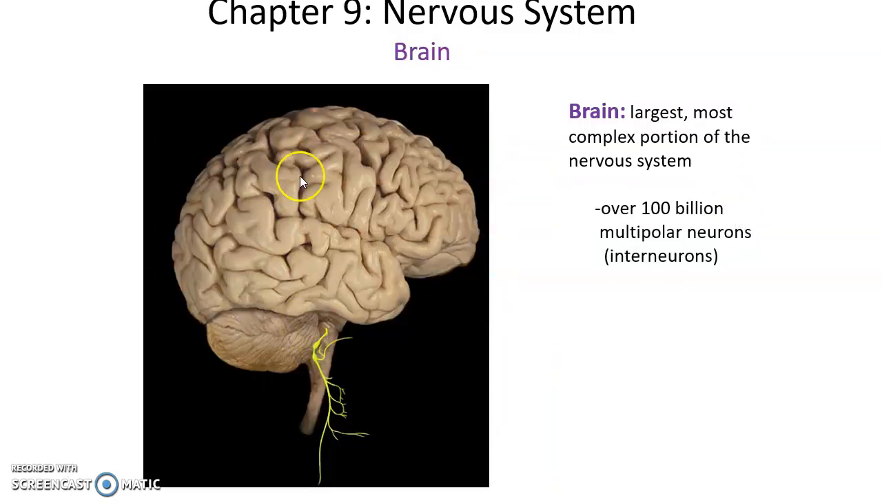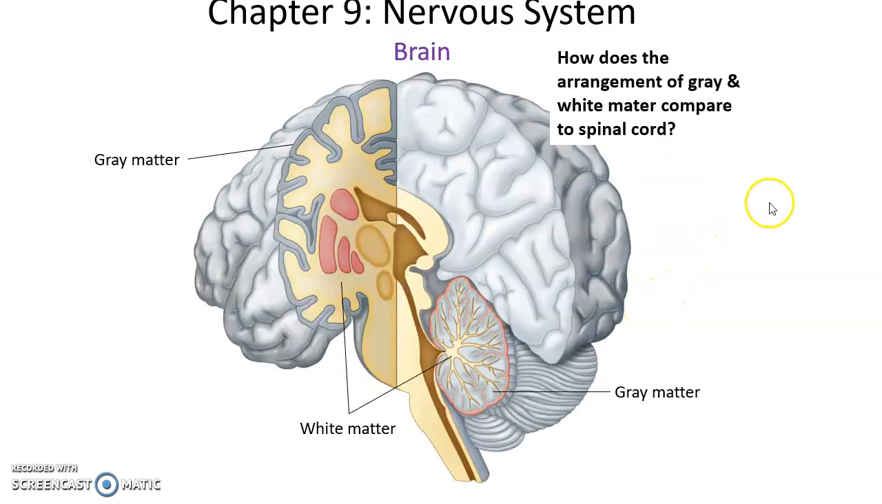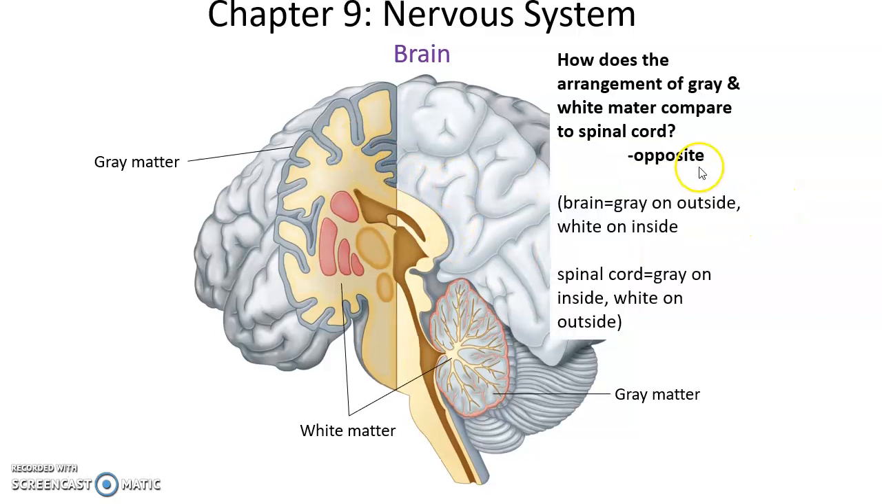Brain. The brain is the largest, most complex portion of the nervous system. There are over 100 billion multipolar neurons, over 100 billion interneurons. That is huge. The brain is arranged slightly differently from the spinal cord. In the spinal cord, the gray matter is on the inside and the white matter is on the outside. With the brain, most of the gray matter is toward the surface, toward the outside, and the white matter is toward the inside, although there are some exceptions.